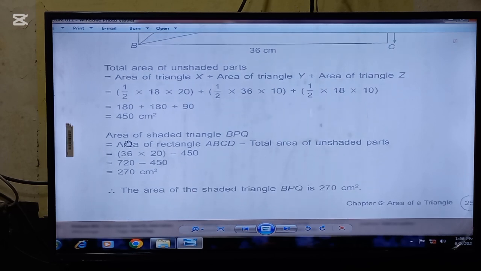And finally, the area of the shaded triangle is found out by subtracting the total area of the unshaded portion from the area of the rectangle. So this is the final answer.